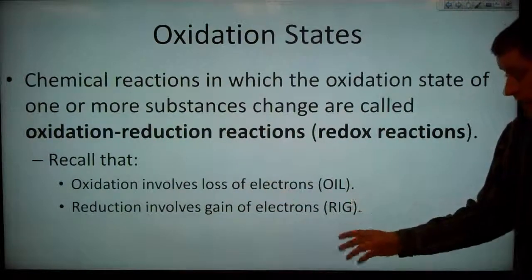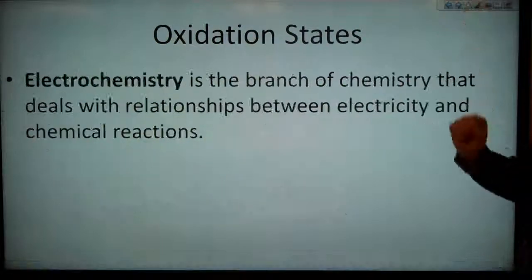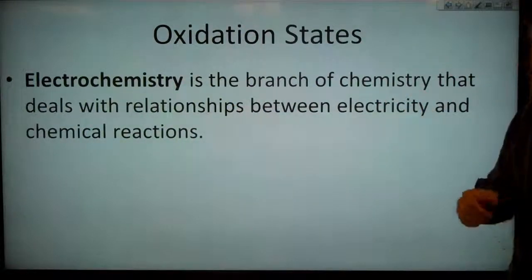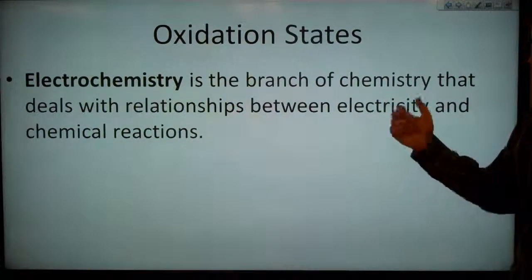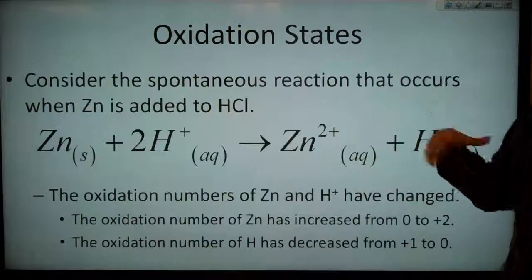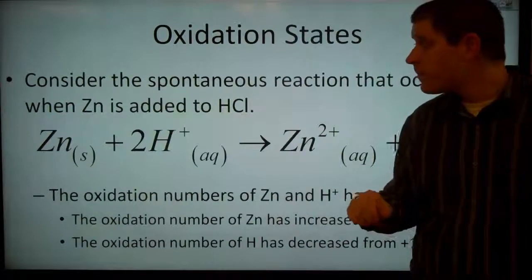Reduction involves gaining electrons. Electrochemistry is that branch of chemistry that deals with relationships between electricity and chemical reactions. So changing electrons.